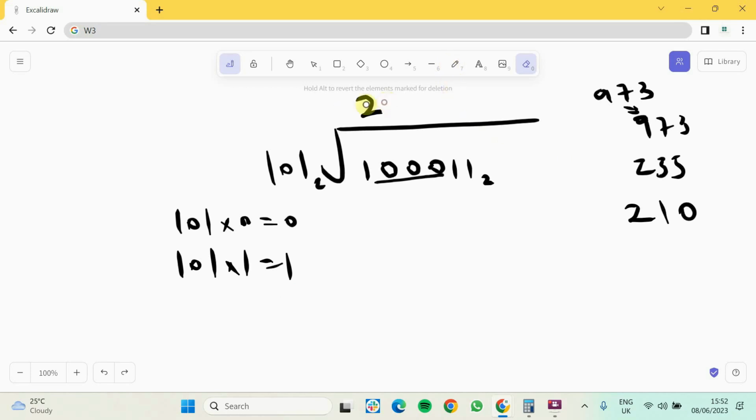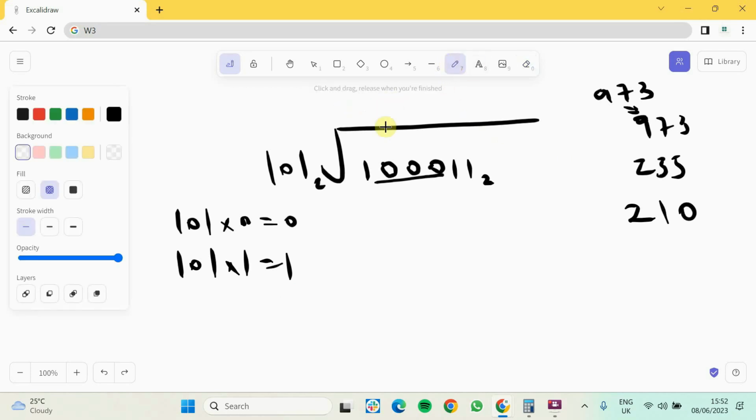So let me also clear this one. If I divide 1000 by 101, the highest I can actually get is 101, which is 101 multiplied by 1. So this will be 1 times 101, because I am dividing 1000. So this will be 101.